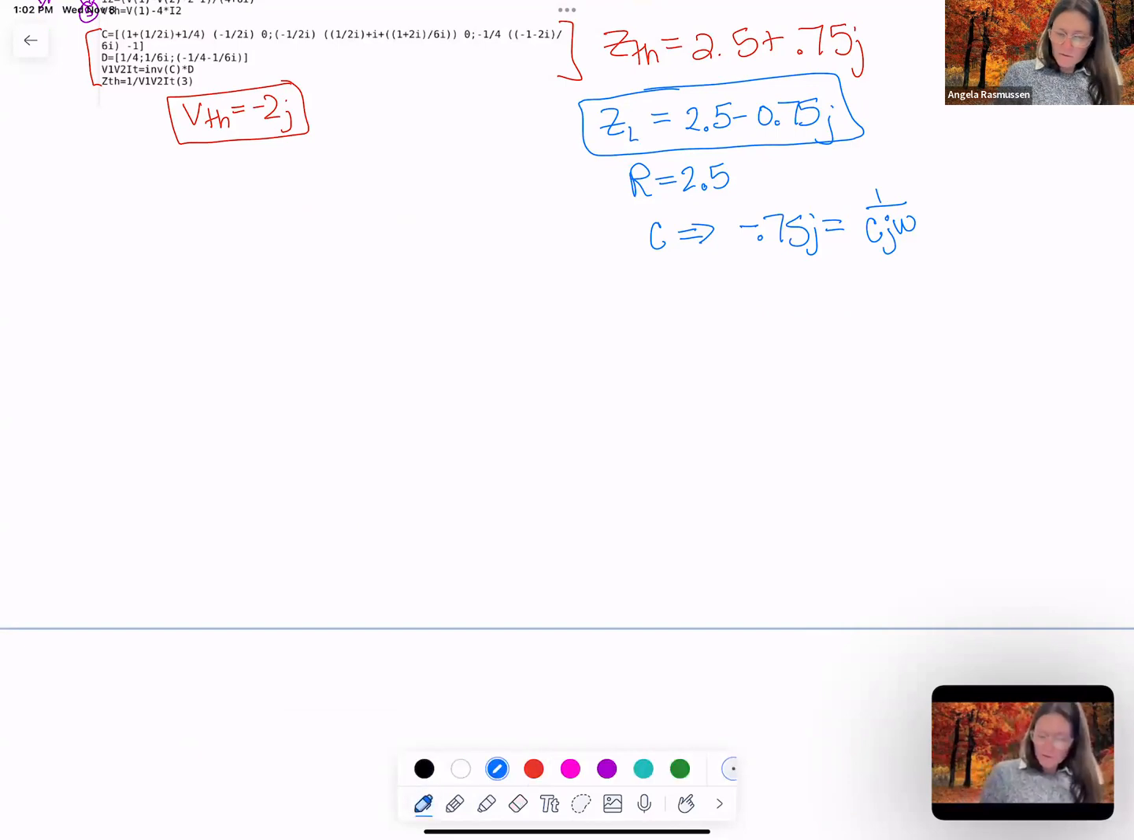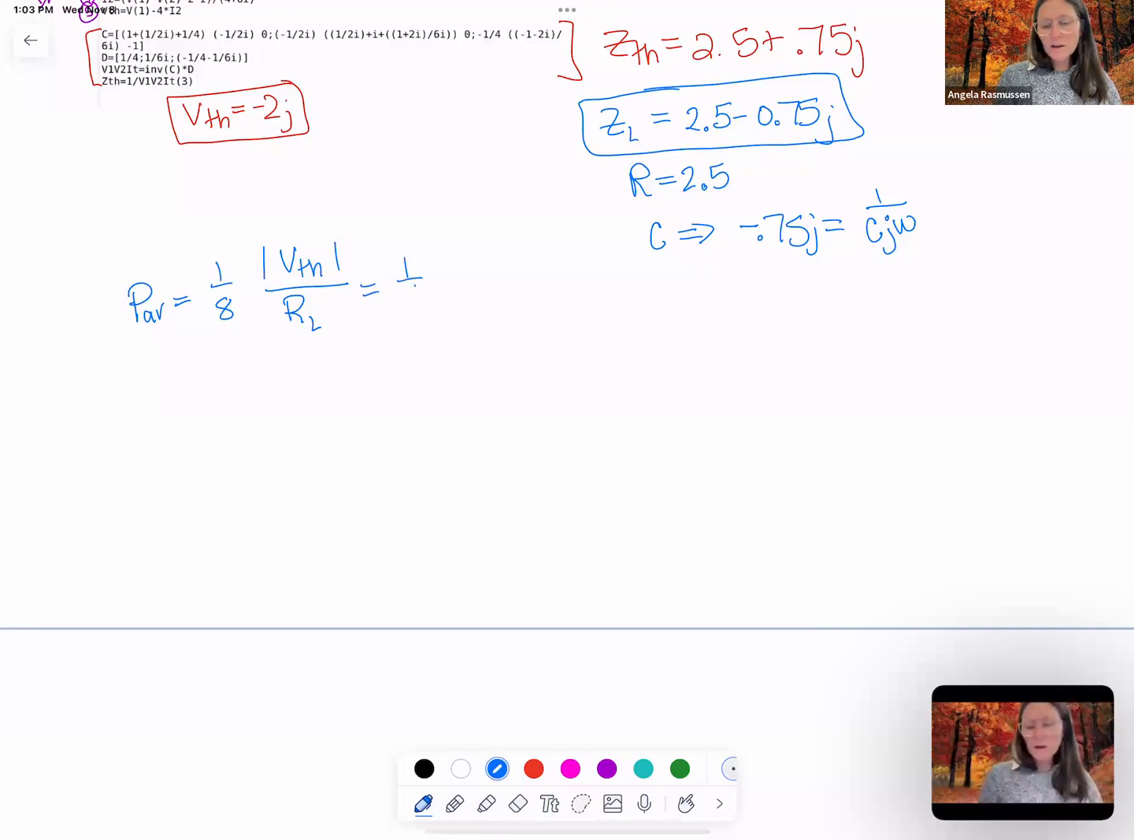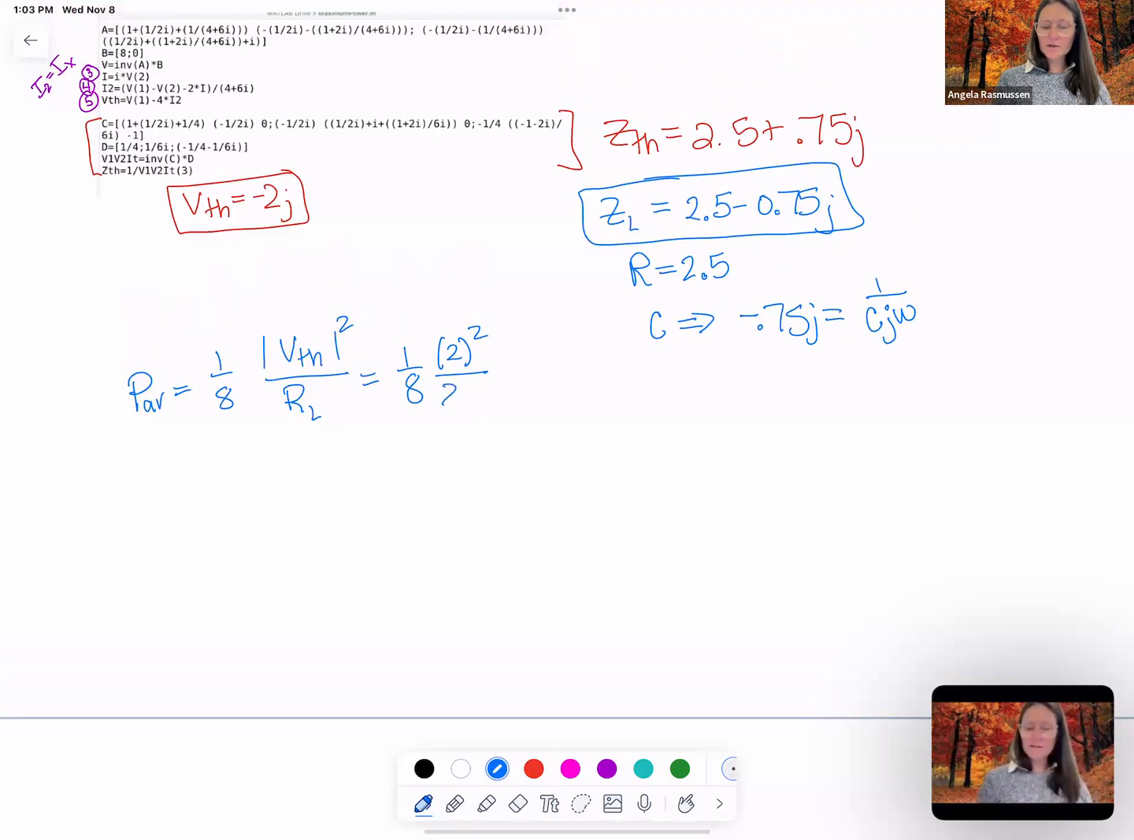The average power is just 1/8 the magnitude of VTH squared over RL. So what will that be? 1/8. What is the magnitude of VTH in this case? Okay. Oh, sorry, there's a squared there. So 2 squared. And what is RL? Correct. It's the 2.5. So put this as RL, the load portion of that complex impedance. So that will be the 2.5. And then that equals 0.2 watts. Is what this is.